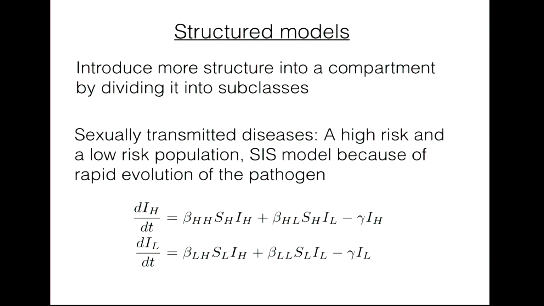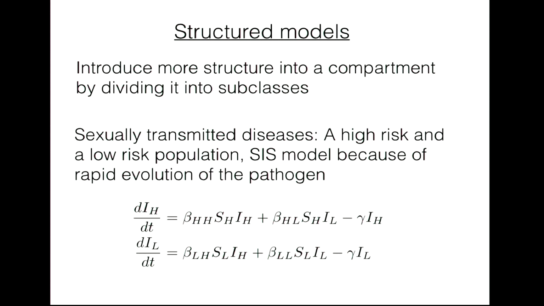So these were the simplest models. The SIR model is just one compartment of S, one compartment of I, one compartment of R. But there are many ways to make this situation more complex. For example, you could have structured models in which you subdivide compartments in particular ways. For example, in the discussion of sexually transmitted disease, you could have a high risk and a low risk population, and then you would have to define different compartments for each of these.